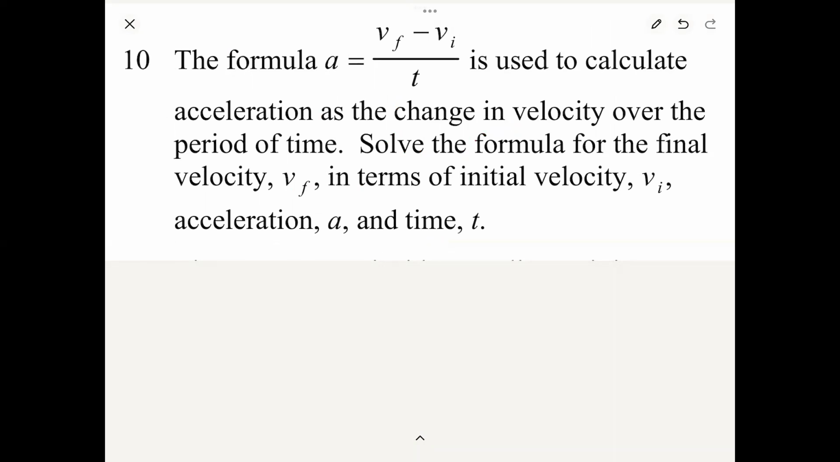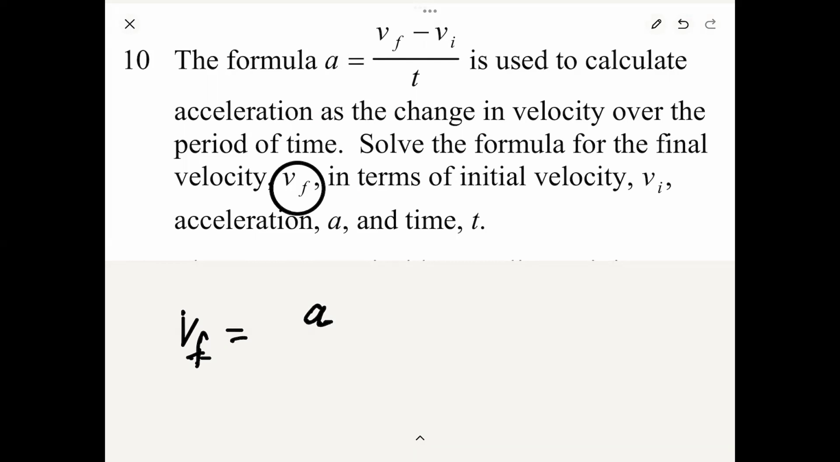So we got the formula A equals V sub F minus V sub I divided by T. Now they want us to get V sub F by itself. So we know we're going to have V sub F over here, and we also know there's going to be an A here. So we got to figure out what to do with the A.